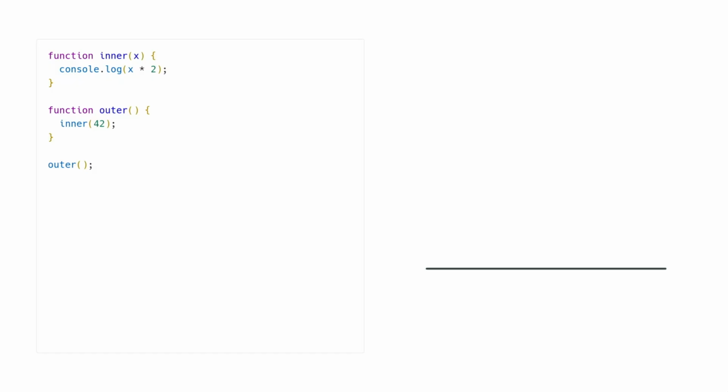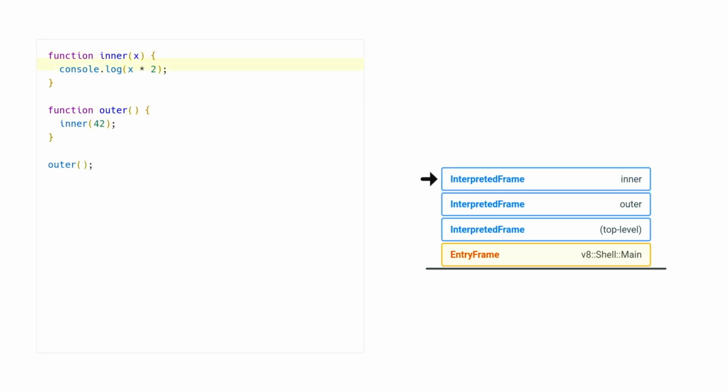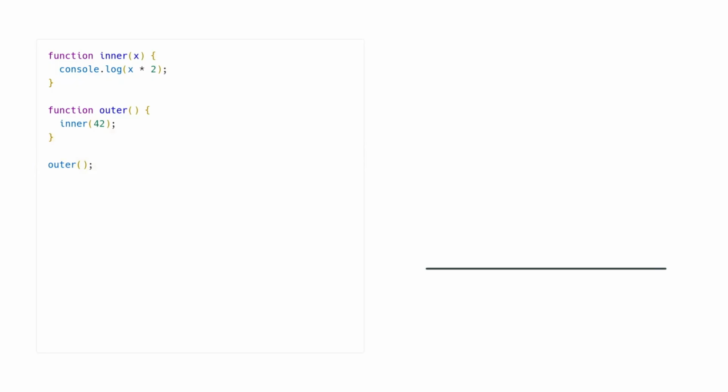We have an outer function that wraps an inner function, and the inner function does something. If we trace the execution of this, we'll at first see the entry frame, which is just V8 starting up. And then we'll have an interpreted frame. V8 can optimize, but for now we have no optimized code, so it's just interpreting. We see it's running the top level code, then it goes into the outer function, then it goes into the inner function, it logs something, and then it returns. Very, very simple. Not really so many surprises there.